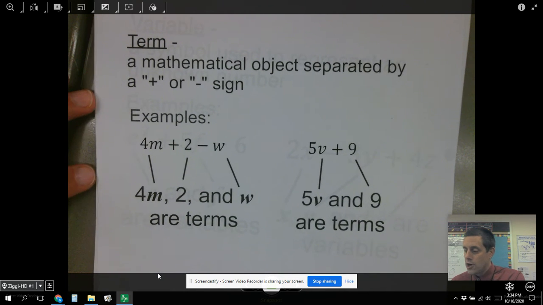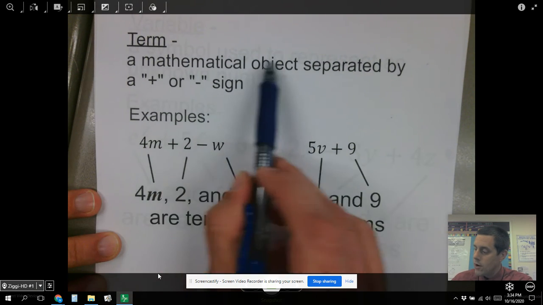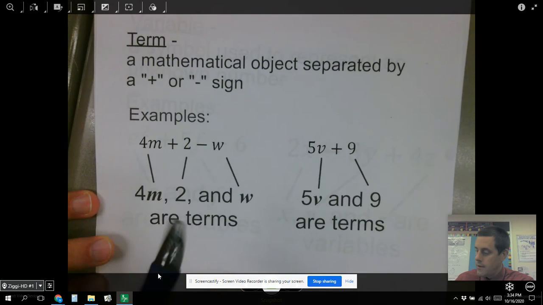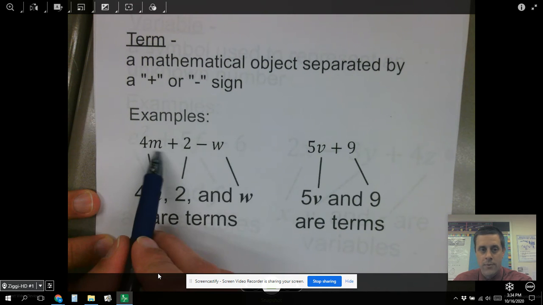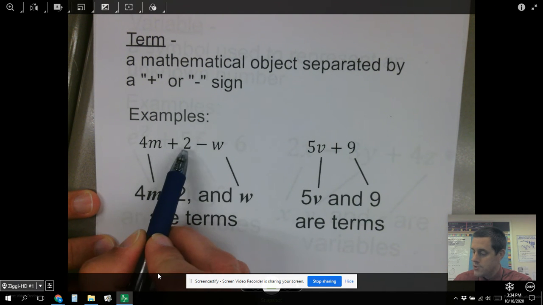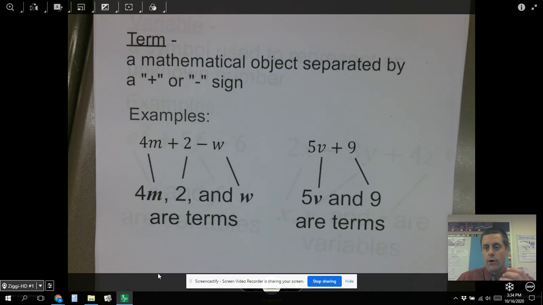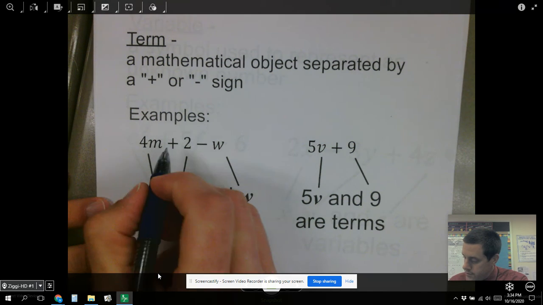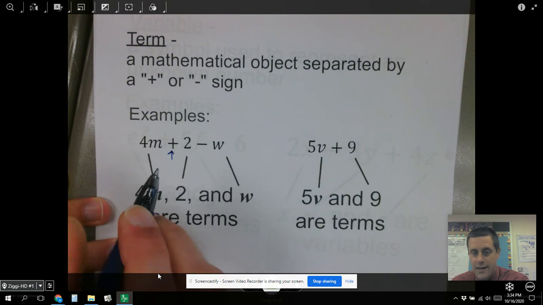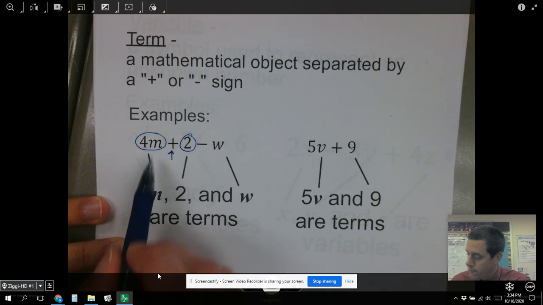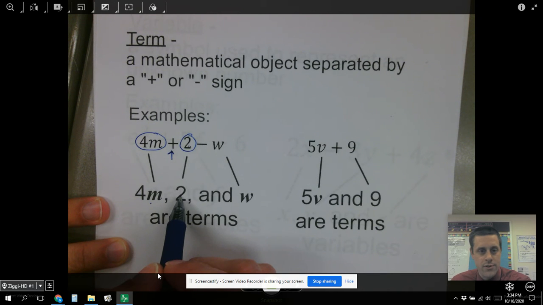All right, next, let's talk about a term. Terms are mathematical objects separated by plus or minus signs. And looking at this first example, I have the algebraic expression 4m plus 2 minus w. Now, every time I have a plus sign or a minus sign, that plus or minus sign acts like a wall or a barrier that separates two terms. So here's a plus sign, and that plus sign is separating 4m and 2. So 4m is a term, and 2 is a term.